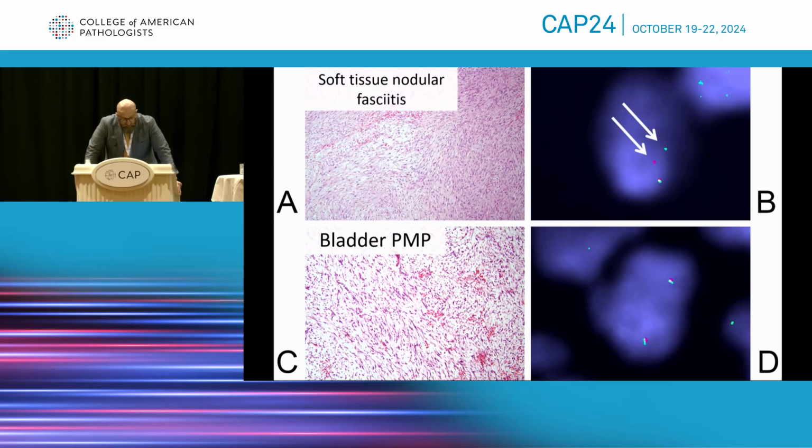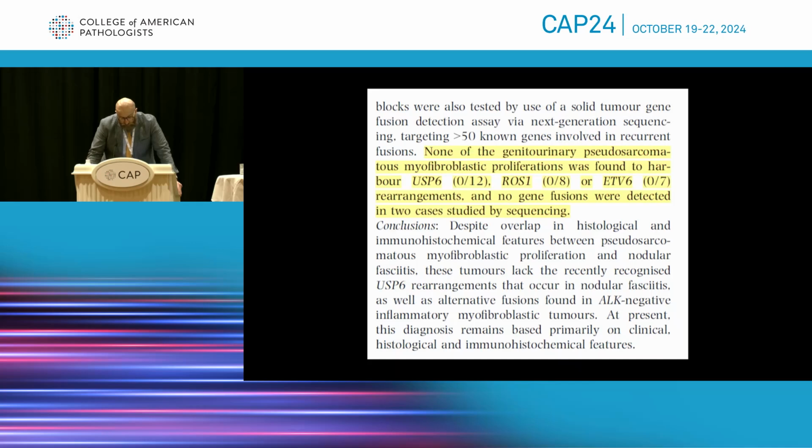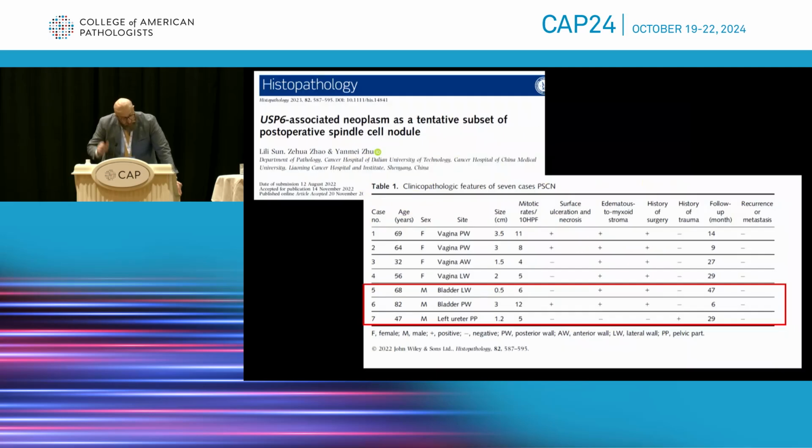So here's a figure showing a soft tissue nodular fasciitis with gene rearrangement, and then one of these bladder myofibroblastic proliferations, which looks very similar to me, but showing absence of rearrangement. We also tested for some of the less common fusion partners that have been reported in IMT, like ROS1 and ETV6, which were also negative. So some of these myofibroblastic proliferations in our study at least remained unexplained.